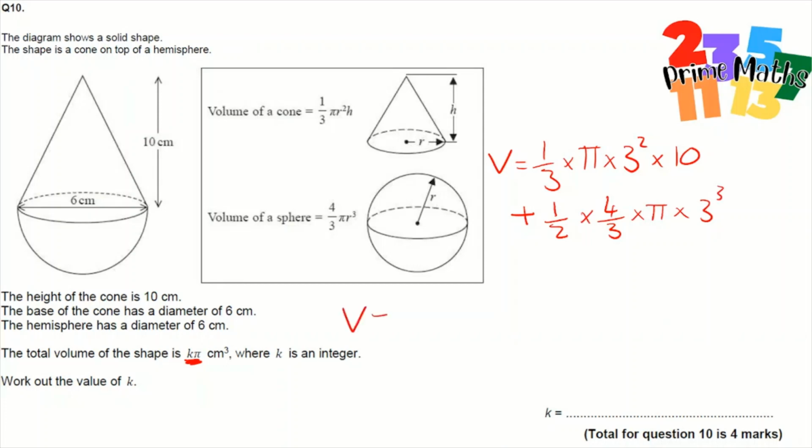I can simplify this. A third times 9 times 10 gives us 30. So the volume of the cone is 30 pi. And then a half times 4/3 times 3 cubed is going to give us 18 pi. When I put these together, we end up with 48 pi, so our value of k is 48.